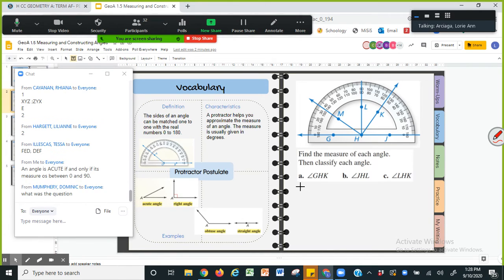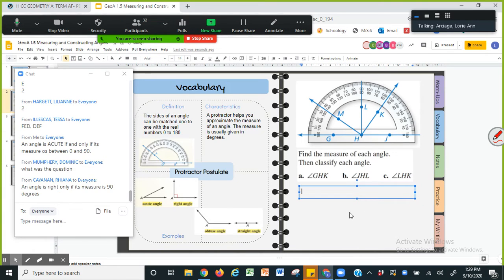Anybody typing in the chat? What was the question? Choose one of these. I already modeled the acute for you. So choose one of the three other angles and define it using the if and only if statement. So what is a right angle? When is an angle right? So go ahead and type that in the chat. Or if you want it faster, you can unmute yourself and say it.